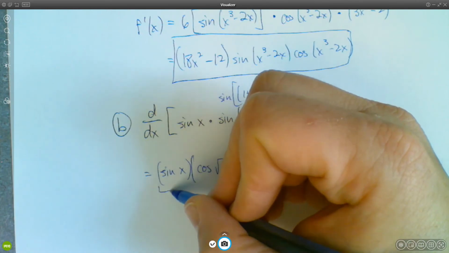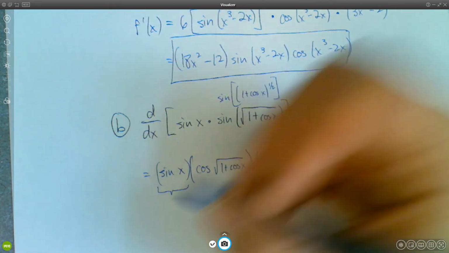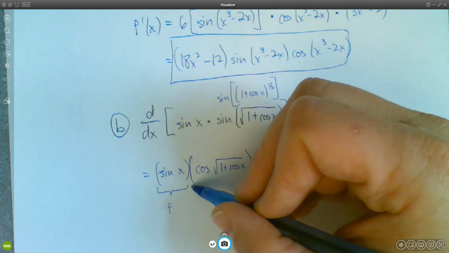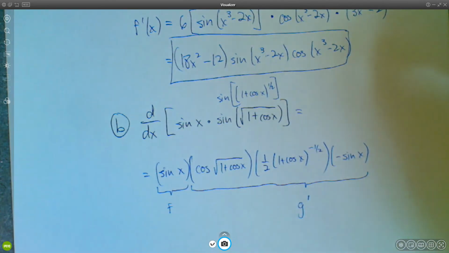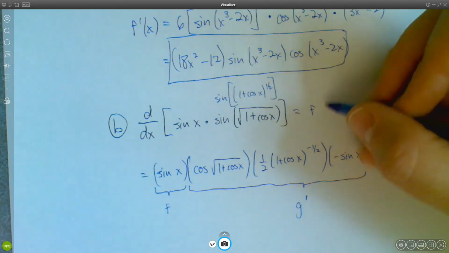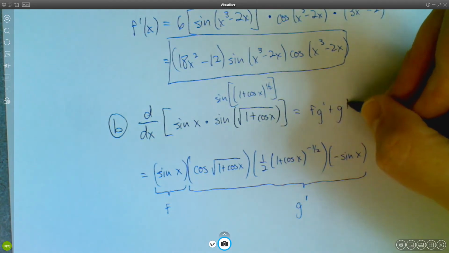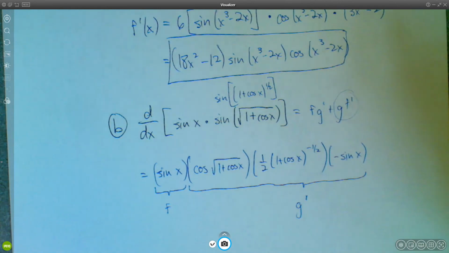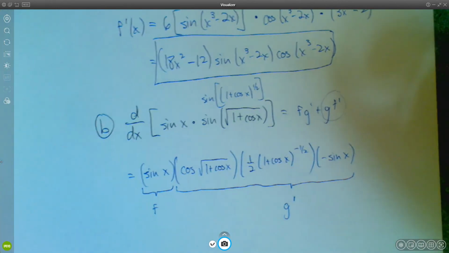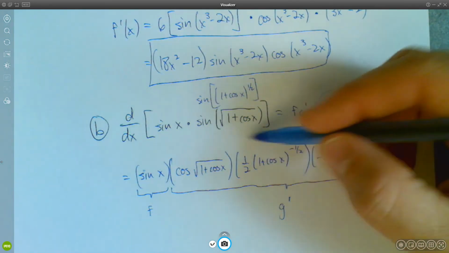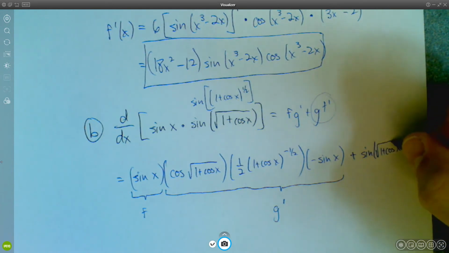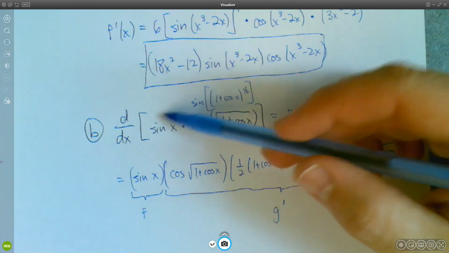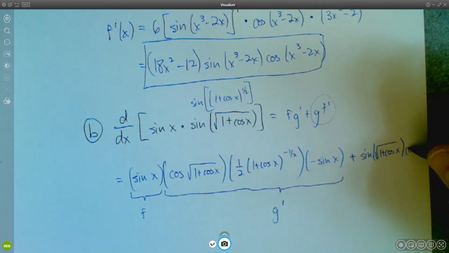Okay, so just in case you are not following along, this is f, and then this whole thing is g prime. So we're not quite done, right? Because we have to do f times g prime plus g times f prime. So we still have to do the second half of that product formula. But I think it's a little bit easier because we don't have to differentiate g. So we're just going to do plus g times f prime. Derivative of sine x is just cosine x.